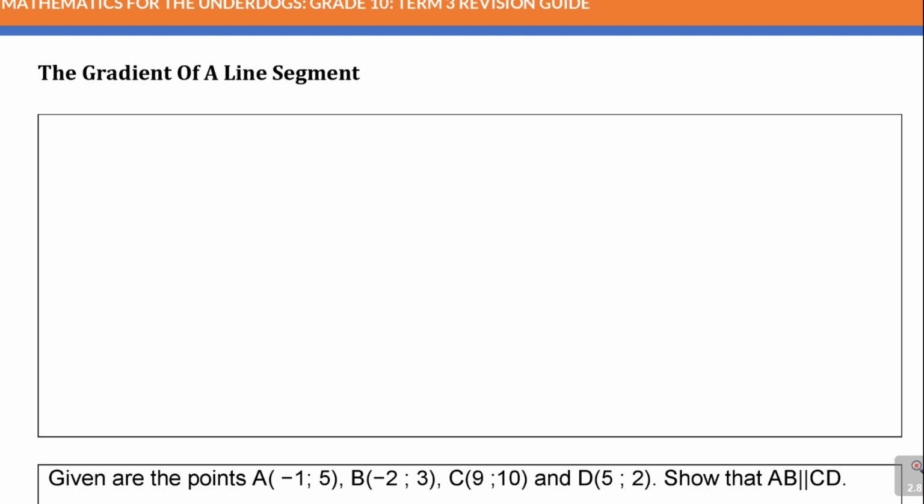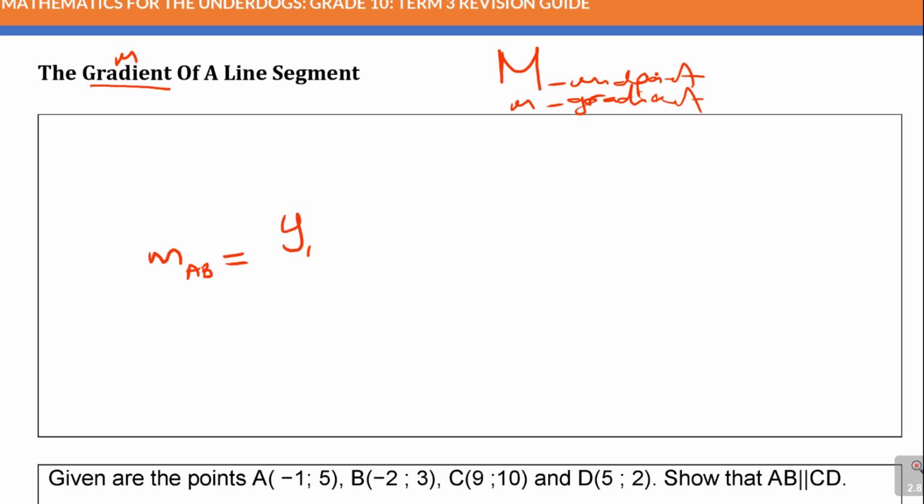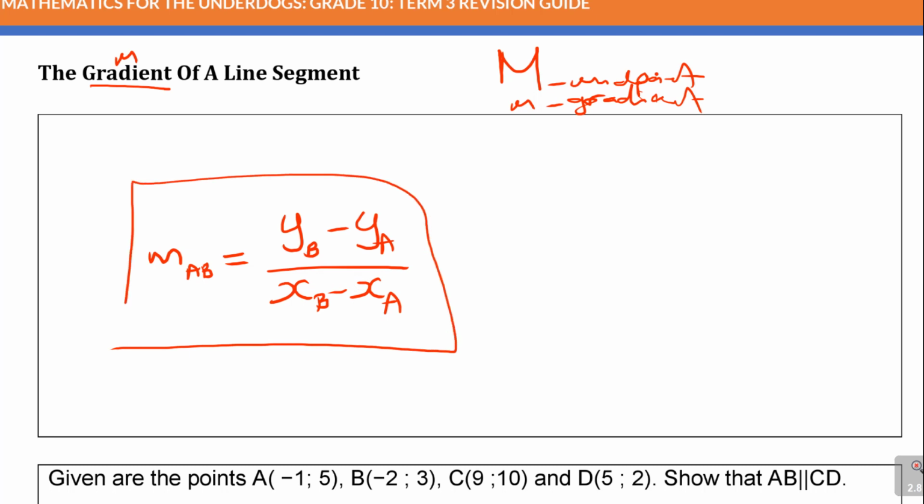Now what is the formula for the gradient of a line? Gradient is represented by a small letter m, while midpoint is a capital letter. For gradient you use a small letter m. So don't confuse them when you're writing. Be very sensitive. So the gradient of line AB is equal to YB minus YA over XB minus XA. That's the formula for the gradient.